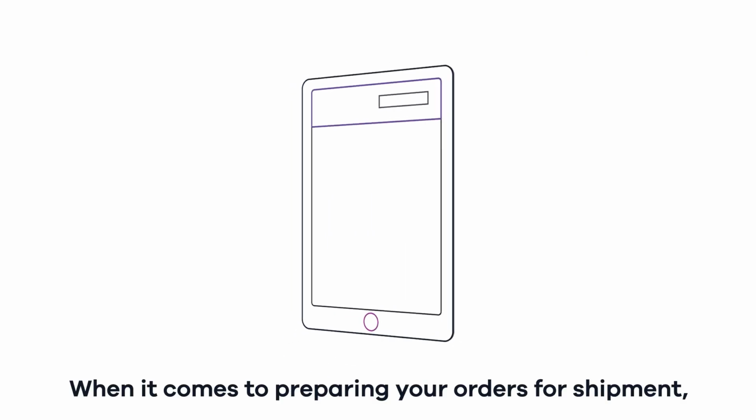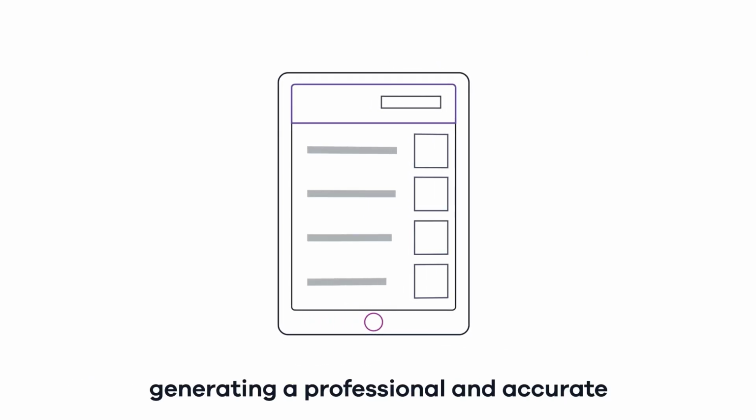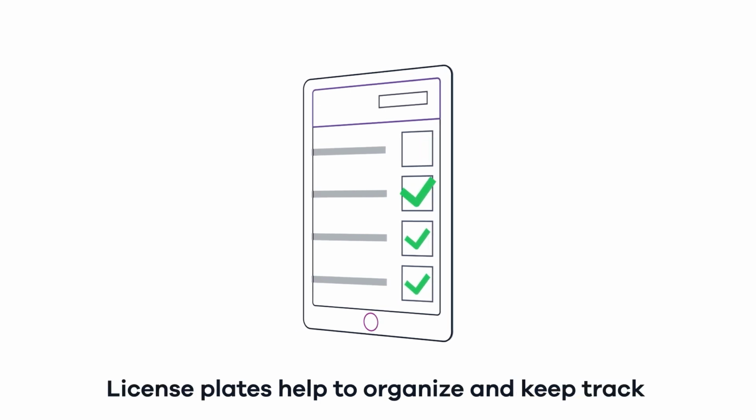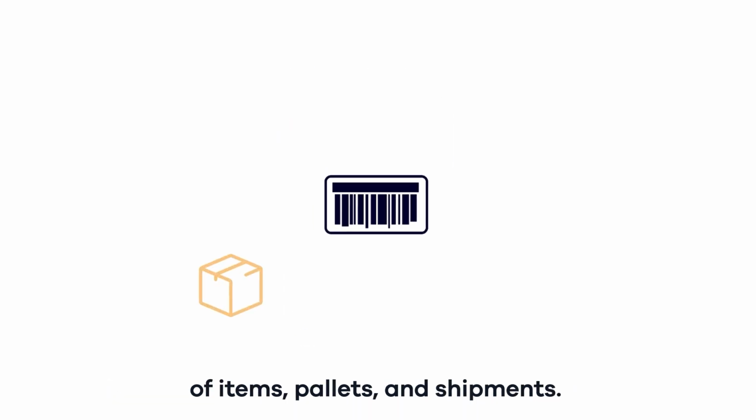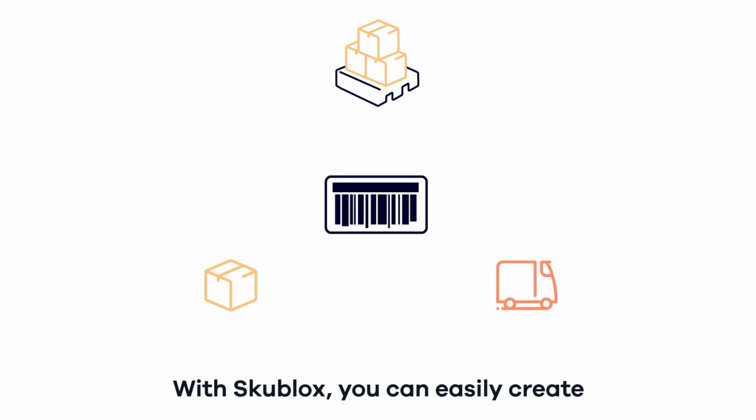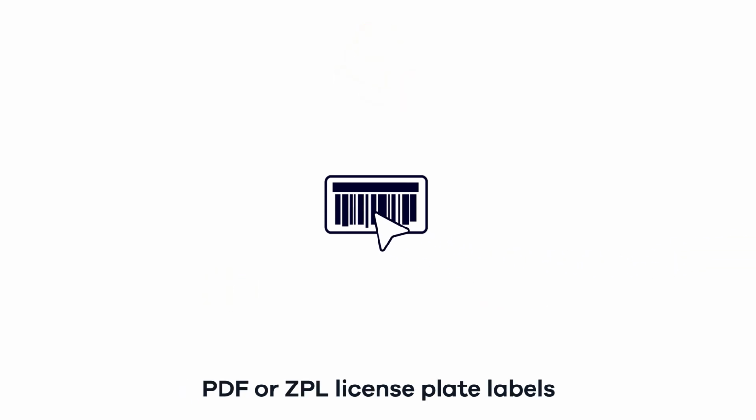When it comes to preparing your orders for shipment, generating a professional and accurate license plate label is crucial. License plates help to organize and keep track of items, pallets, and shipments. With Skublox, you can easily create PDF or ZPL license plate labels with just a few clicks.